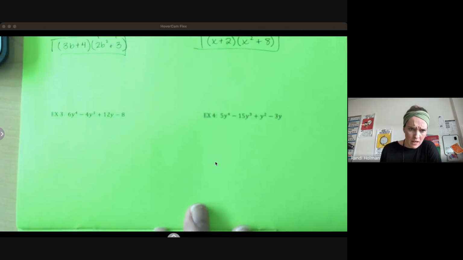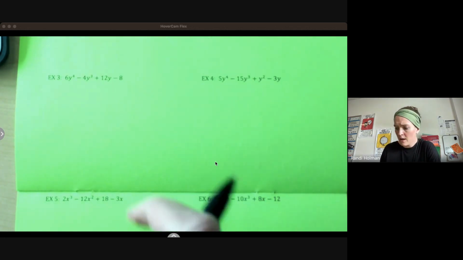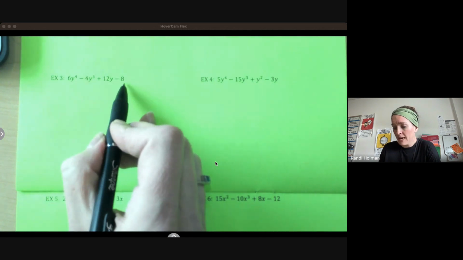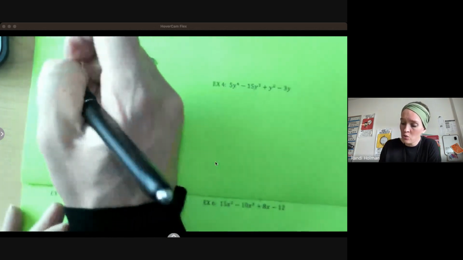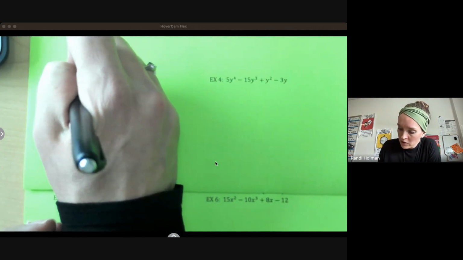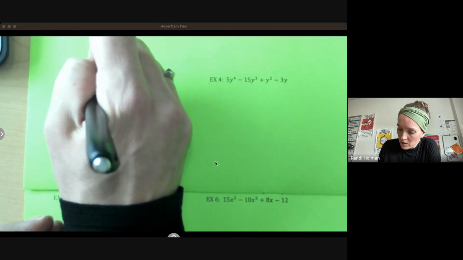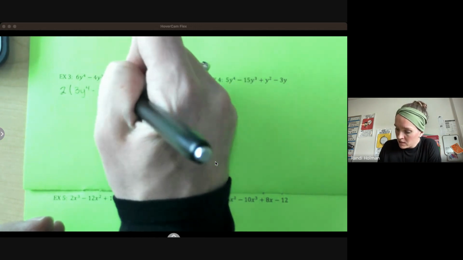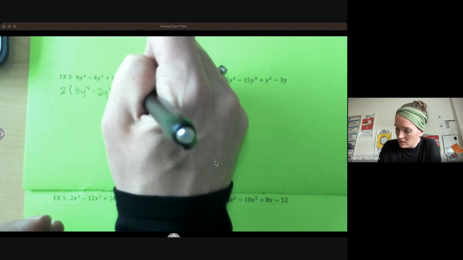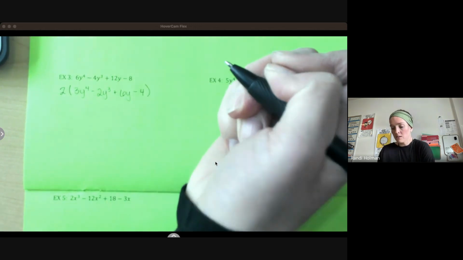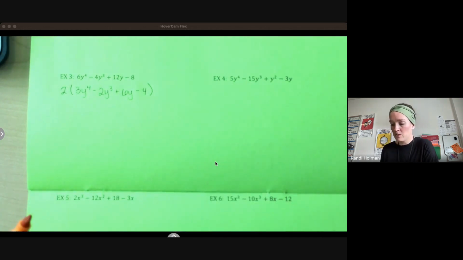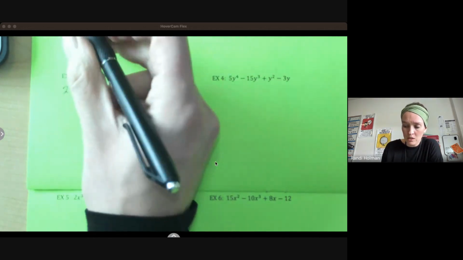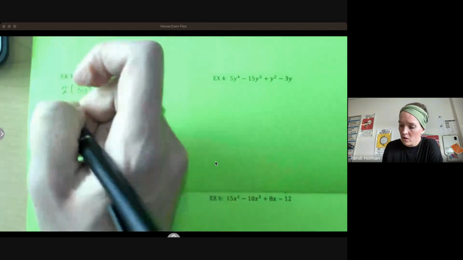Okay, let's keep going. So greatest common factor, 6, 4, 12, 8. Ooh, we can pull out a 2. So we're going to pull out that 2 first and say I have 3y to the 4th minus 2y cubed plus 6y minus 4. Okay, looks like we got our greatest common factor because now those don't have a common factor. So now this 2 is just going to come along with us. It's still a factor of the whole thing.